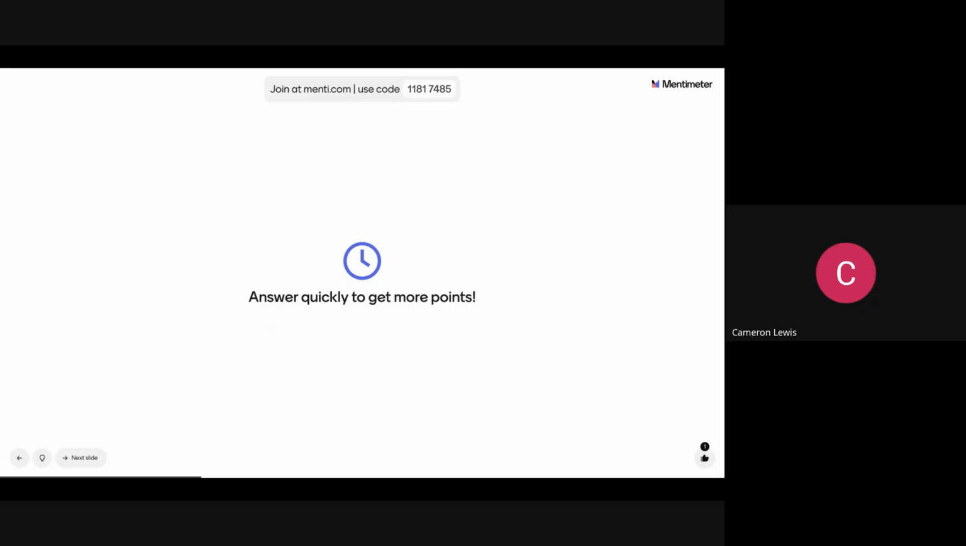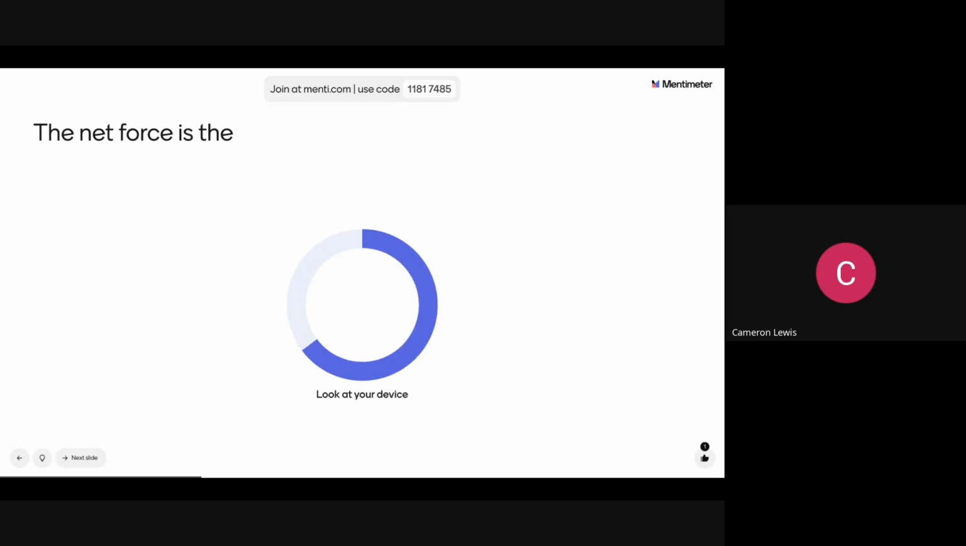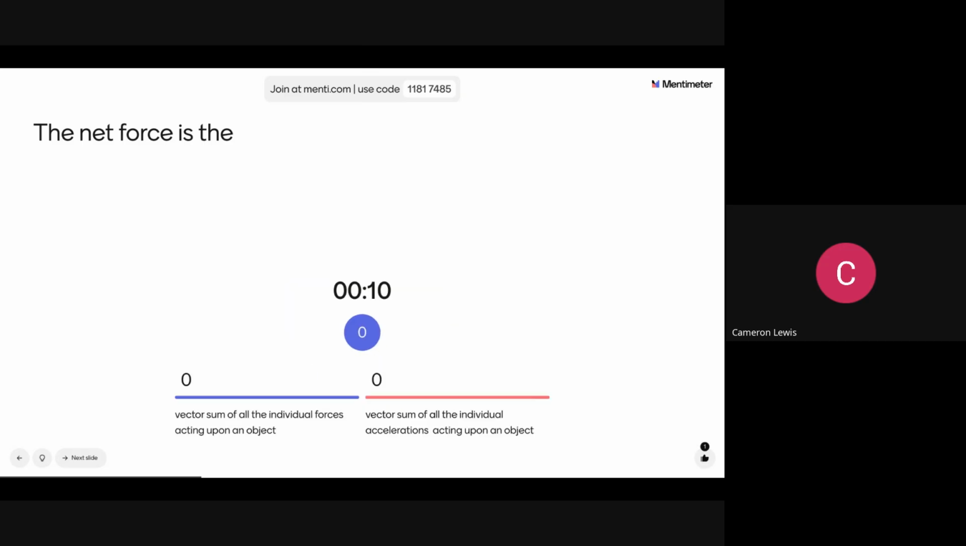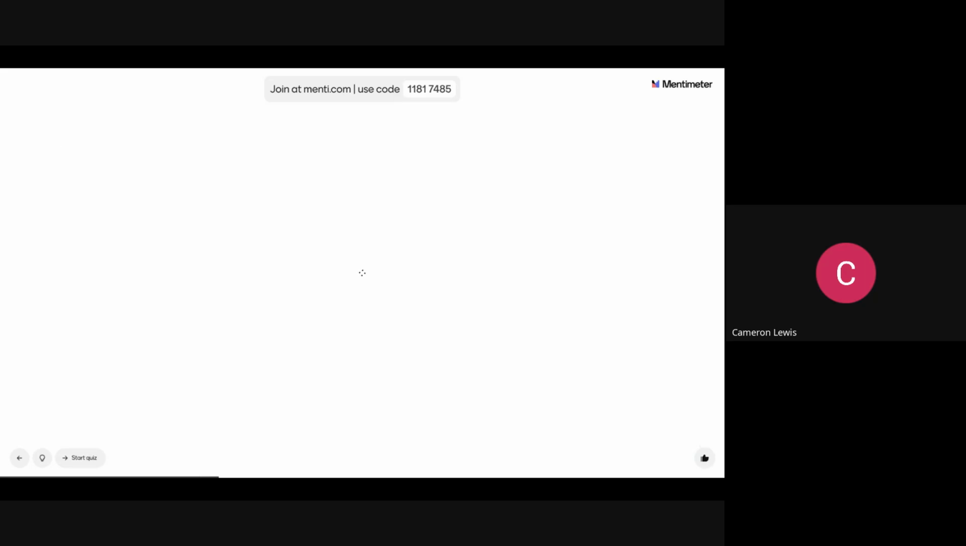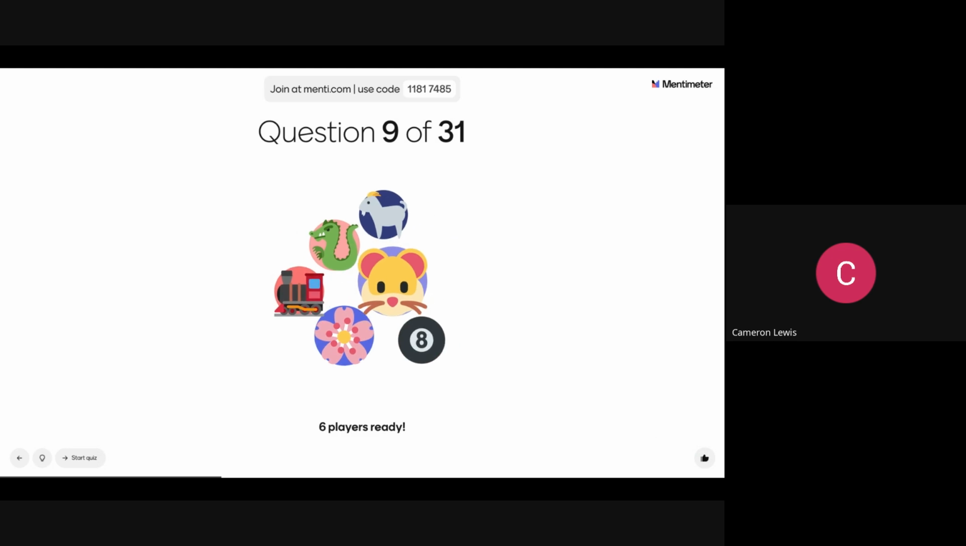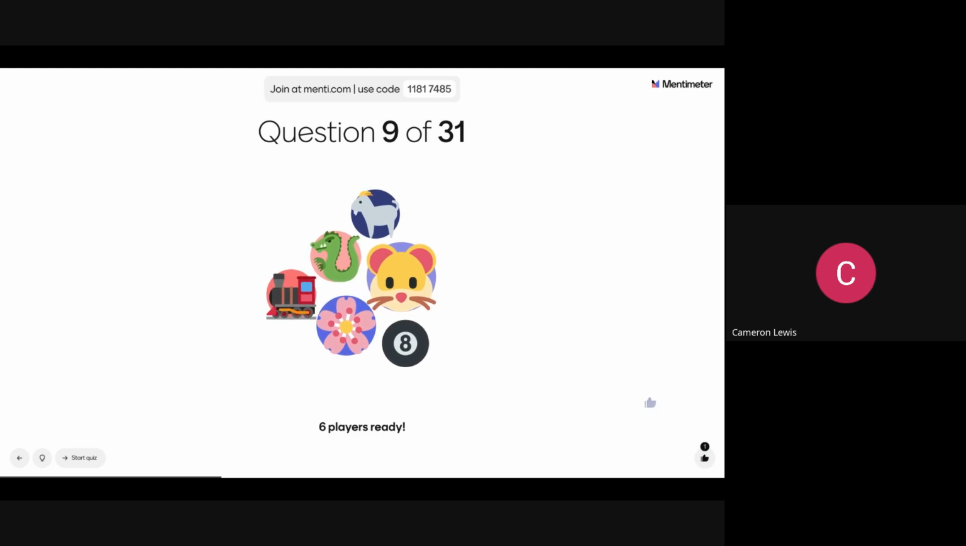The net force is the vector sum of all the individual forces acting upon an object, or the vector sum of all the individual accelerations acting upon an object? Individual forces. Makes sense, net force is the sum of all the individual forces. Good job.